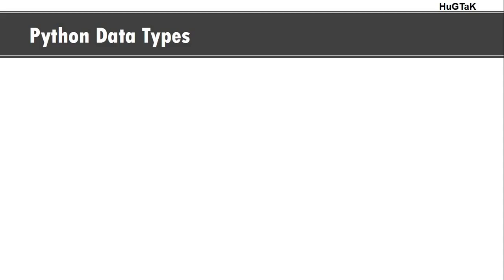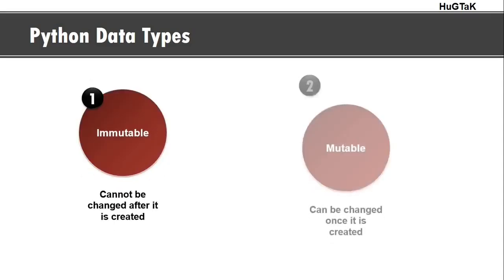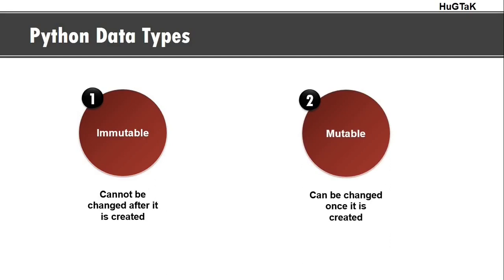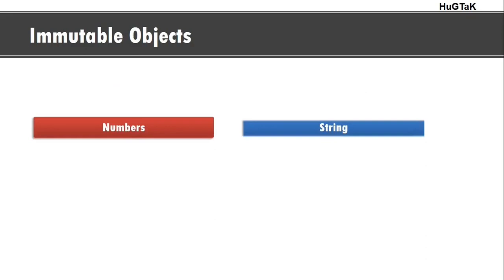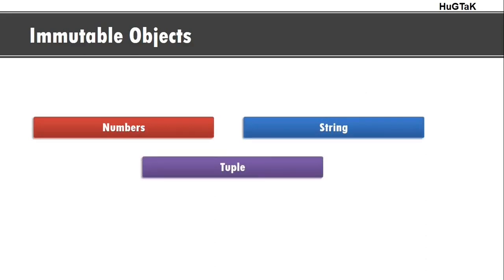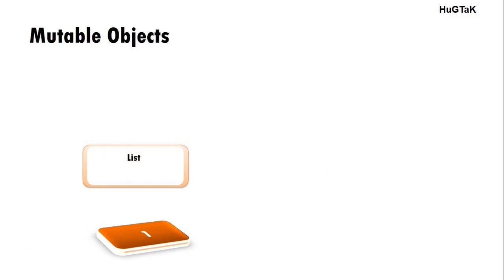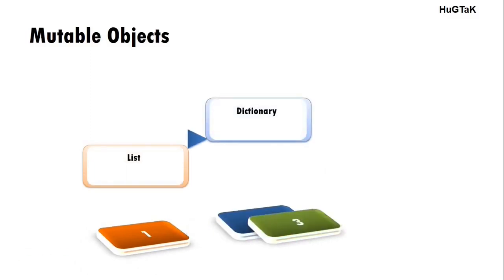Data types are the categorization of data items, and they tell you what kind of value is stored in a variable. Python deals with two kinds of data types: immutable and mutable. As the name indicates, immutable ones cannot be changed or modified once created, but mutable ones can be changed or modified after creating them. Immutable data types consist of numbers, string, and tuple. On the other hand, mutable data types consist of list, dictionary, and set.